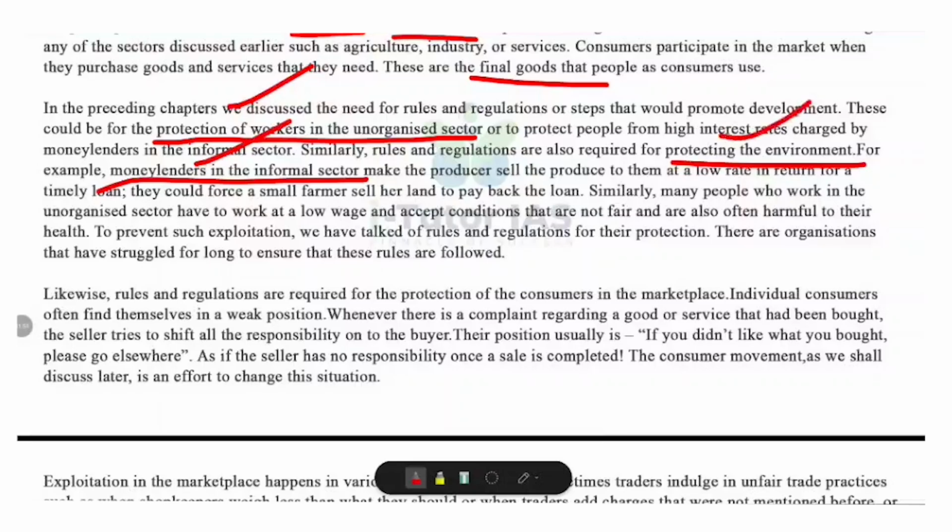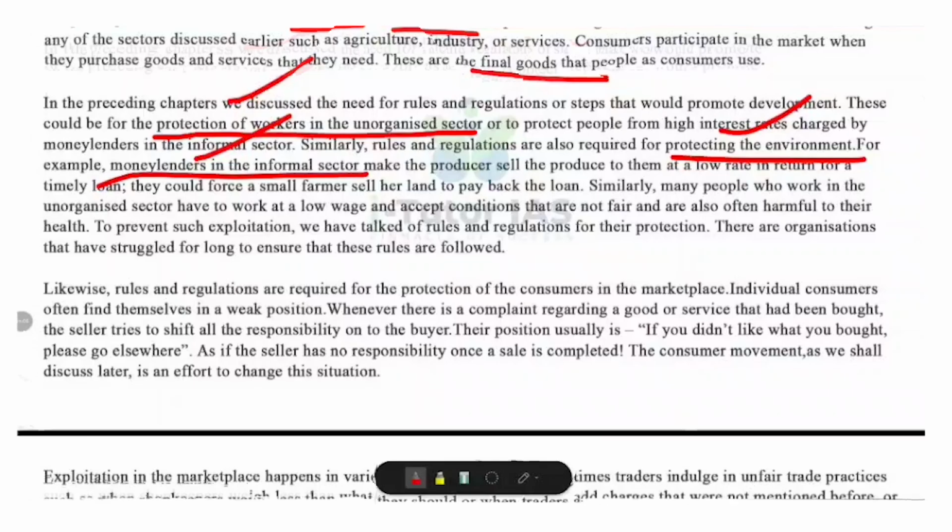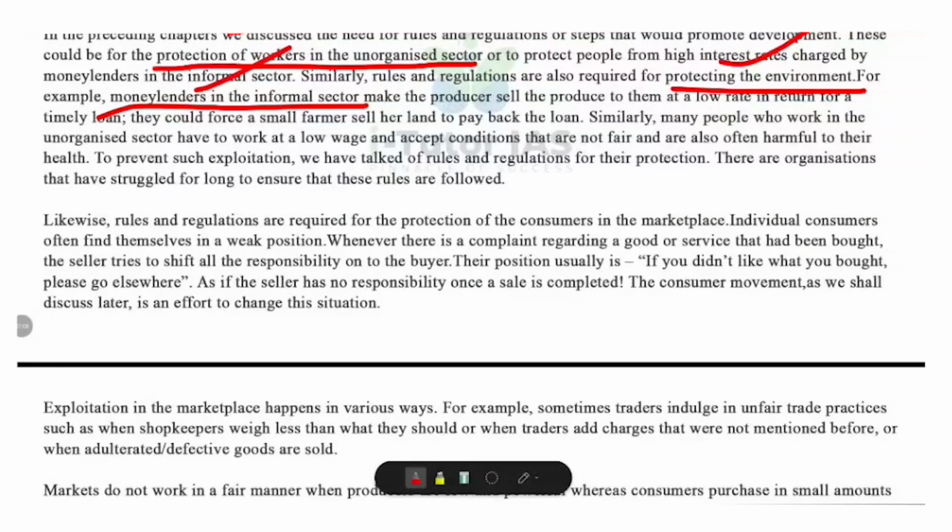So now how to protect the environment? Yes, industries may pollute air, water and land if there are no rules. Rules are needed so that the environment and public health are protected. Over time, many organizations and movements have fought hard to make sure these rules exist and are followed.